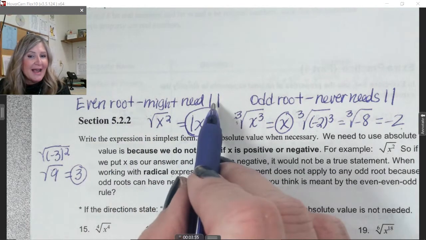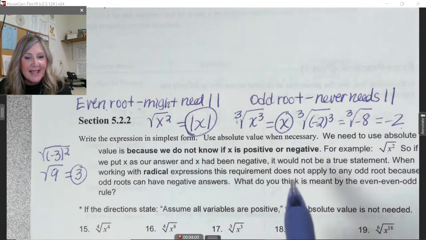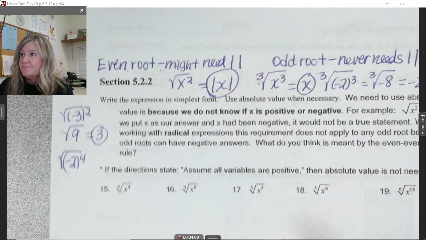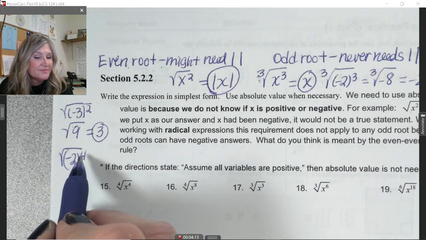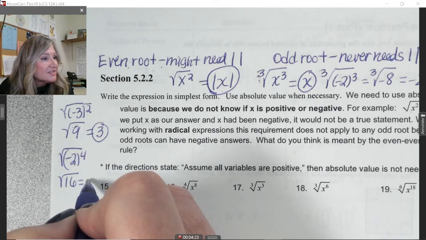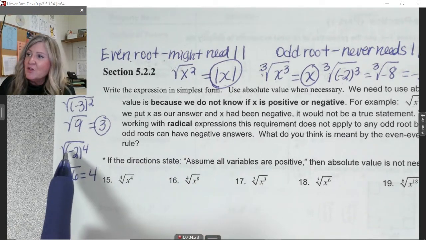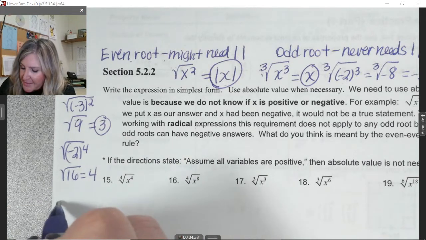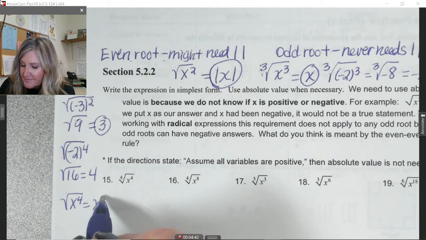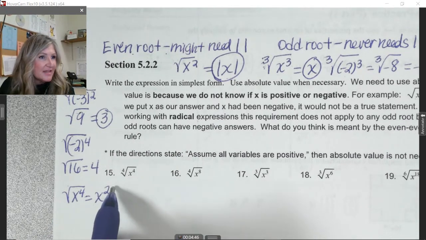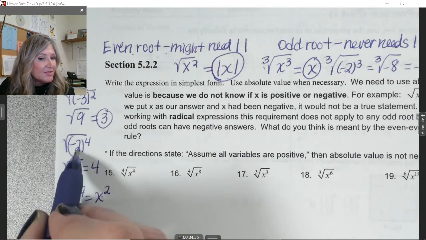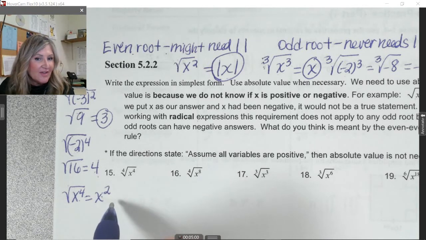But there are some times when I don't need absolute value when I have an even root. It would be a case like this. Let's say I'm taking the square root of -2 to the 4th power. What is -2 to the 4th? 16. What is the square root of 16? 4. So our x value started off being a negative, right? This is the same thing as doing the square root of x to the 4th. What's the square root of x to the 4th? X to the what? 2nd, right? The square root of x to the 4th is x to the 2nd. I don't need to use absolute value on this. Do you see how, even though x started off as a negative number, my answer ended up positive? So I don't need absolute value in this case.